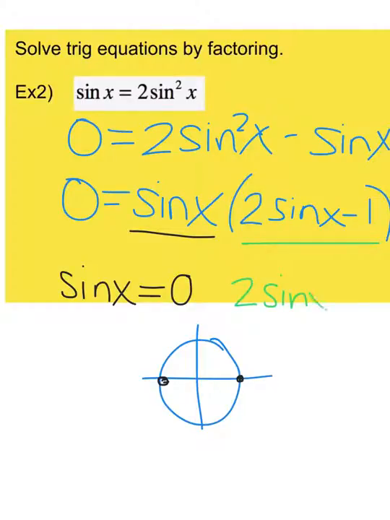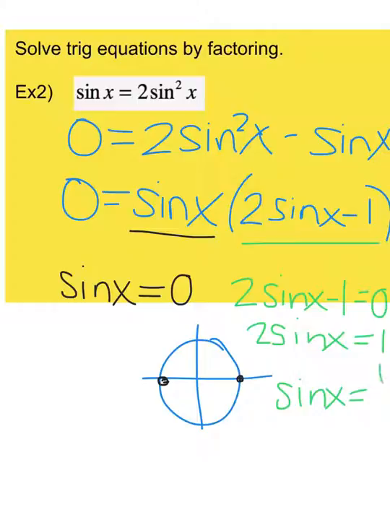Now I need to set my second factor equal to 0, so 2 sine of x minus 1. To simplify, add 1 to both sides, and then divide by 2. So I also need to know where sine of x is 1/2. Sine's the y-coordinate, so it's going to be positive in the first and second quadrant. And if I think about my special right triangles, if I want my y to be 1/2, that's the shorter side of the 30, 60, 90 triangle. So it'll be more of a horizontal 30, 60, 90 rather than a vertical.